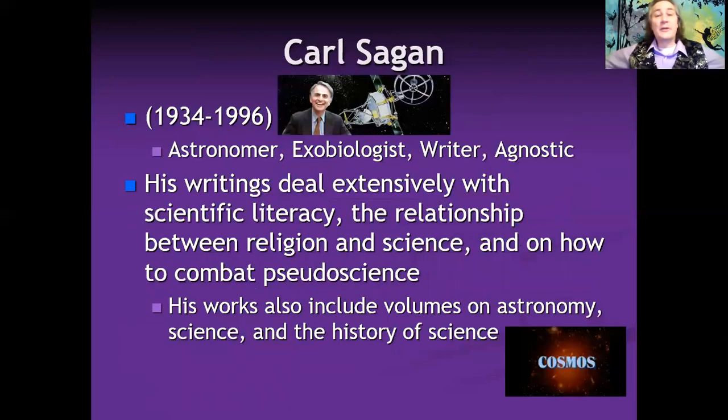Another voice we're going to be hearing a lot from in this course: Carl Sagan. He was, as you can see, an astronomer, agnostic, exobiologist, who worked on the Voyager missions to the planets. He dealt a lot with scientific literacy. He was a great popularizer of science. He was also a scientist who contributed to the field, but he did a lot of popularizing of science, so much so that he was actually denied tenure at Harvard. A lot of his colleagues were jealous of him.